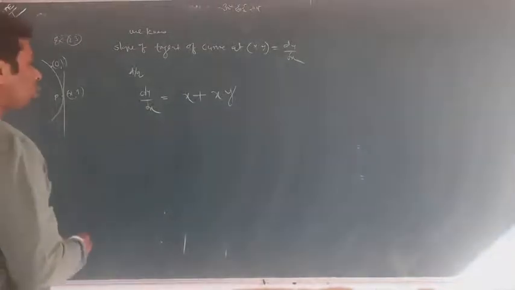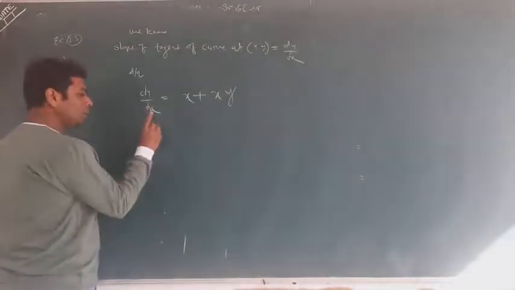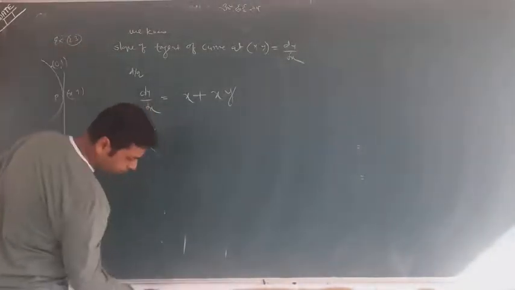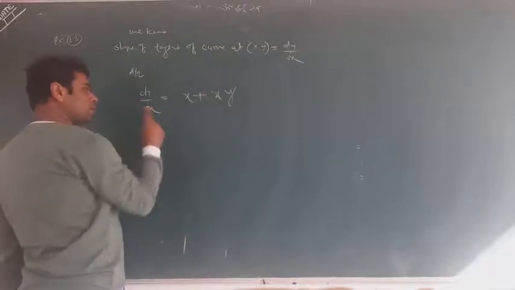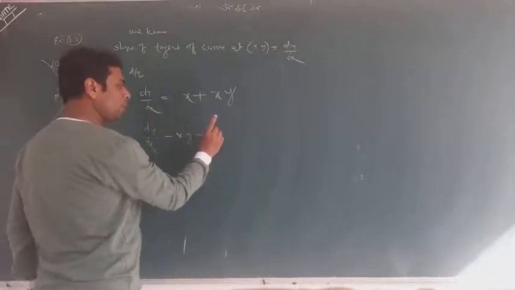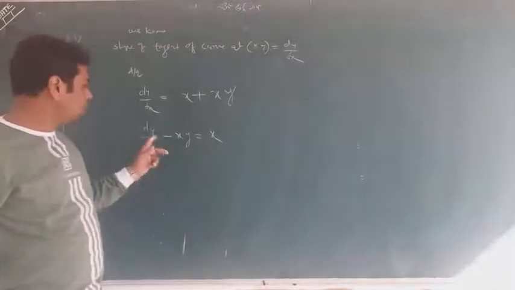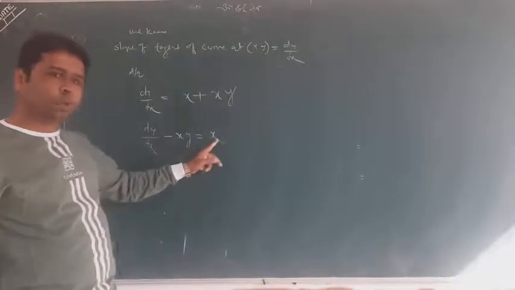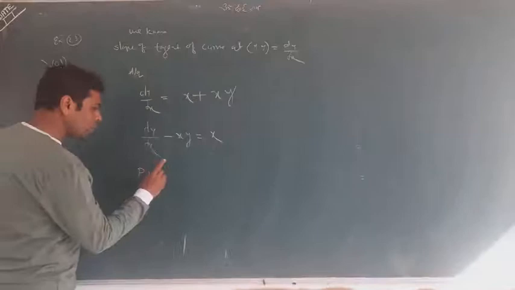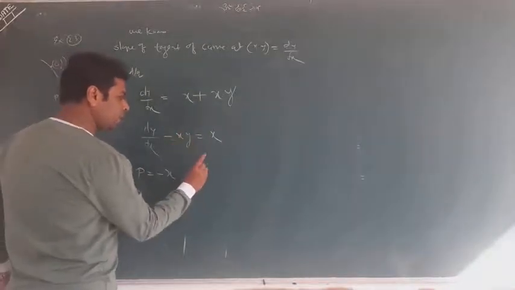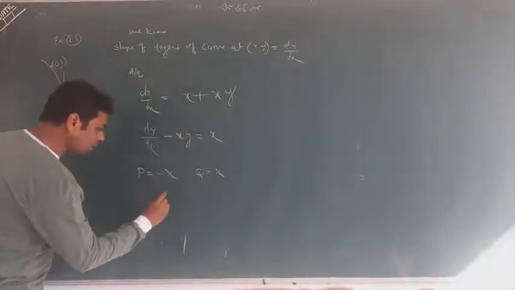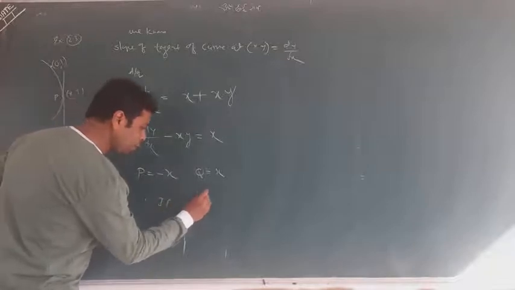So this is the equation. Now can you think, it is already made into an equation like what? dy by dx, I will transfer this term here, minus xy is equal to x. So this is a linear equation, dy by dx plus Py equal to Q. So what is P and what is Q? P is minus x and Q is x. So I will first find the IF, e to the power integral of P dx.